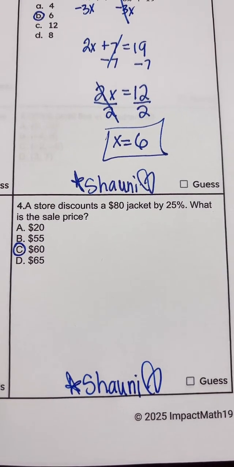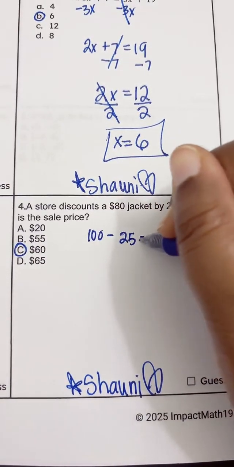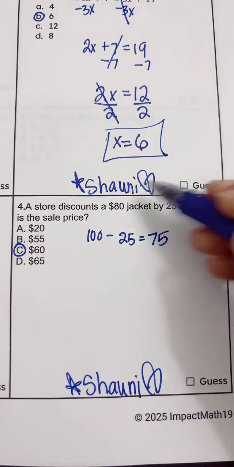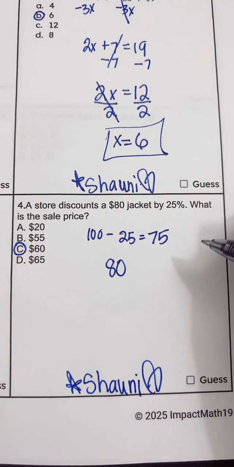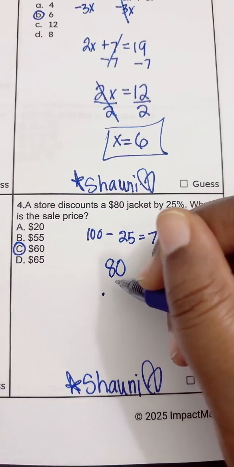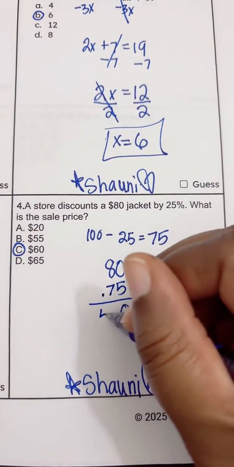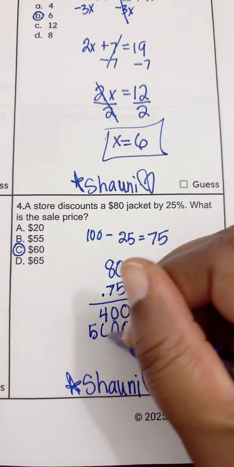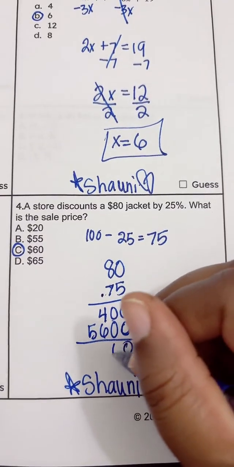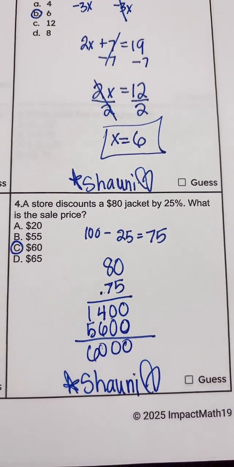Okay, so what is the sales price? Yes, let's do it. 100 minus 25. That's going to give us 75. And then let's multiply it by 80. Is this going to give it to me? Let me see. 0, 40. Put that placeholder. 0, 56. Yep. 0, 0, 10. Carry the 1, 6. And where does my decimal place go?